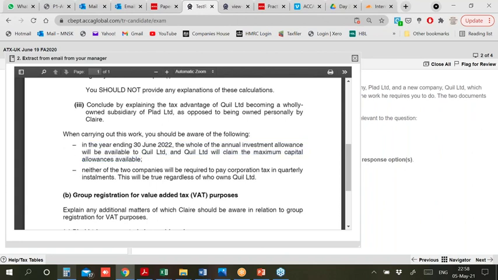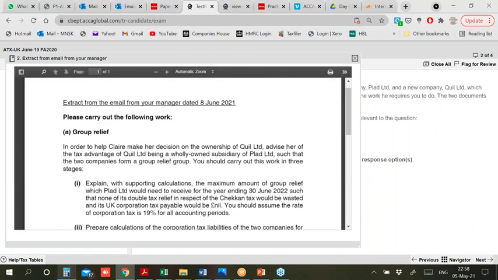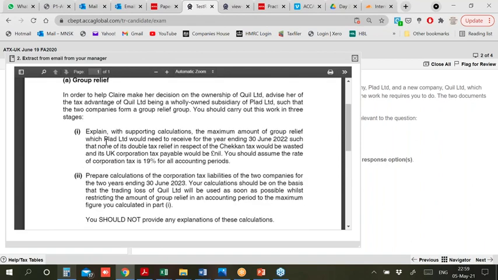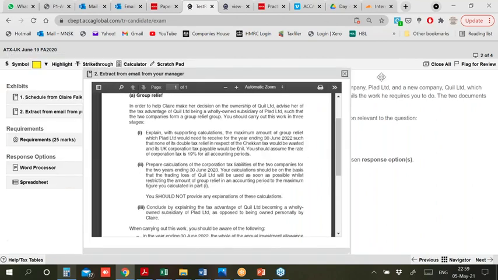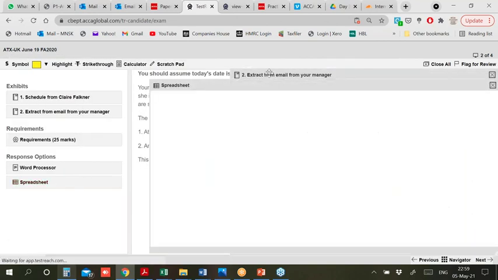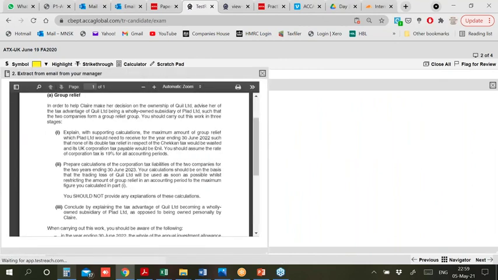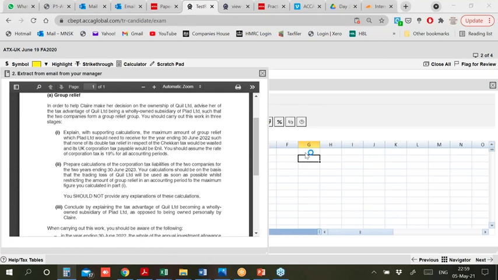Now, let's start working with requirement number A. How much loss can I claim so that the liability can be calculated as zero? That's fine. I'll open the spreadsheet now. The question we can keep on the right part, and the spreadsheet on the left.